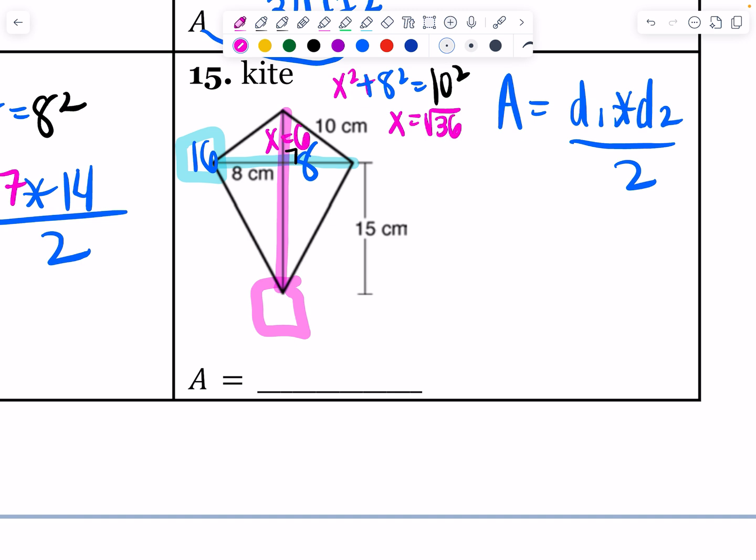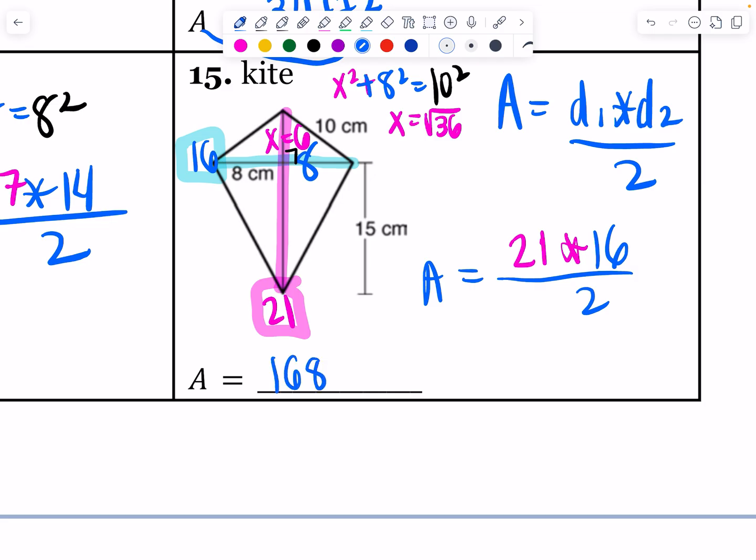And so what is that entire diagonal? Well, 6 plus 15 is 21. Oh, what is that whole thing? 15 plus 6 is 21 times diagonal 2 is 16 divided by 2. 21 times 16 is 336, divided by 2 is 168. So exactly 168 centimeters squared because area is always going to be in units squared.